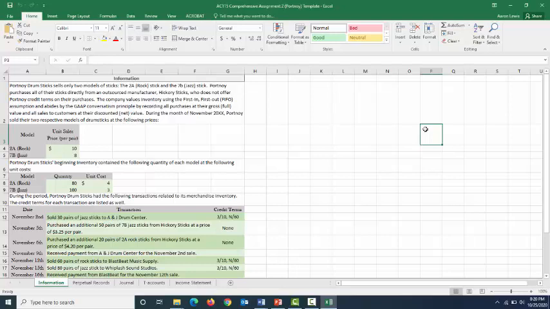Hello everyone, here is a review exercise for your comprehensive assignment number 2. In this exercise we're going to be Portnoy Drumsticks, and we sell only two models of sticks, the 2A rock stick and the 7B jazz stick.